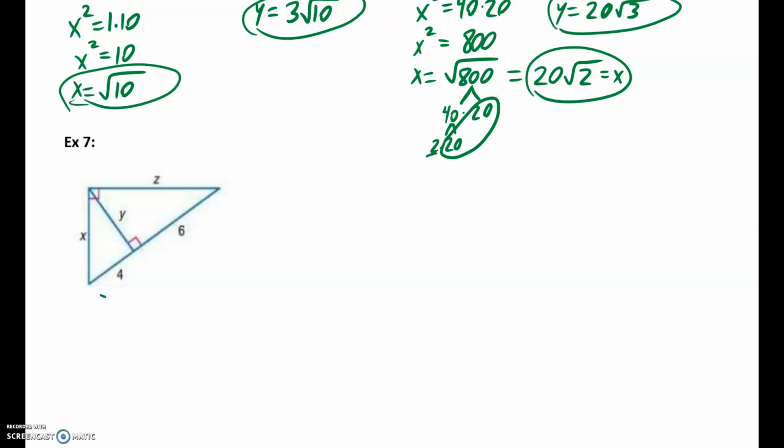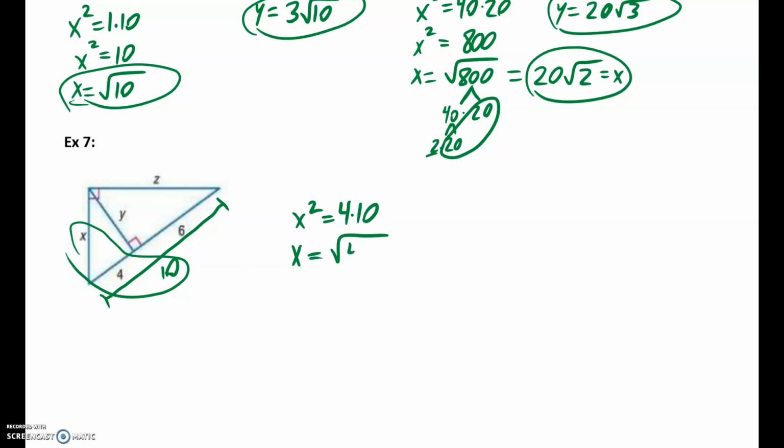All right, again, this one, notice it's oriented pretty well. We've got the 10 there. So I'm going to do hot dog, Hershey Kiss. So the first one, hot dog here, will be x squared equals 4 times 10, which means x equals the square root of 40. 40 is 4 times 10. 4 is 2 and 2. We've already said 10 won't break down. So x is 2 radical 10.